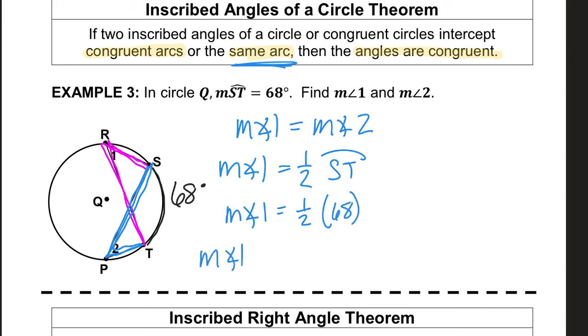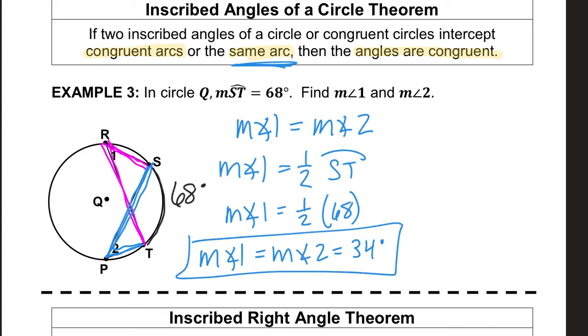And the measurement at angle 1 being equal to the measurement at angle 2, they both will end up being 34 degrees. So notice what's going on there. They share that same exact arc.